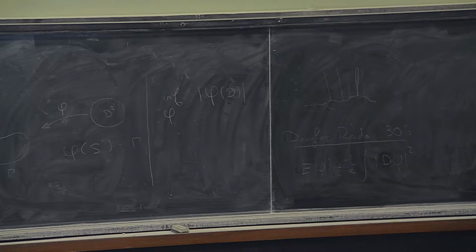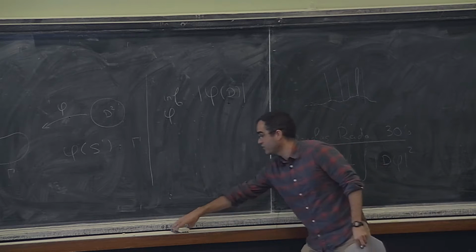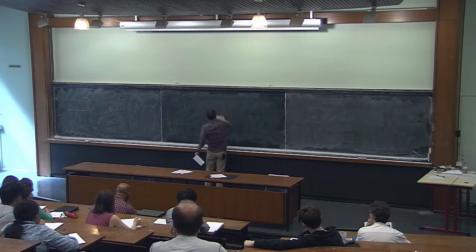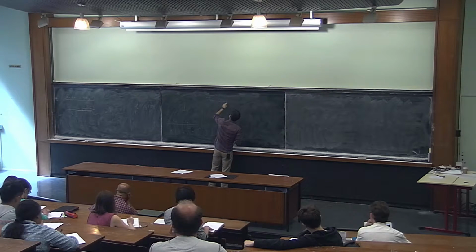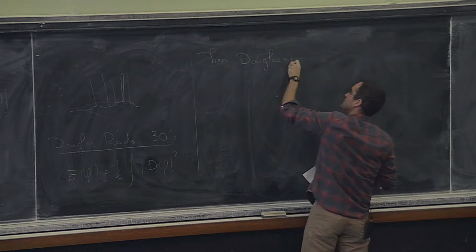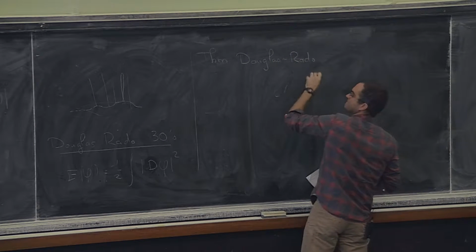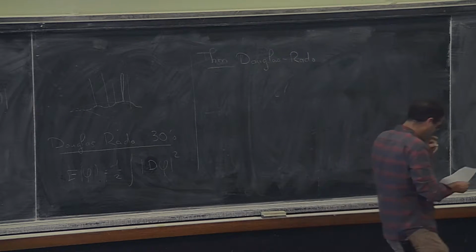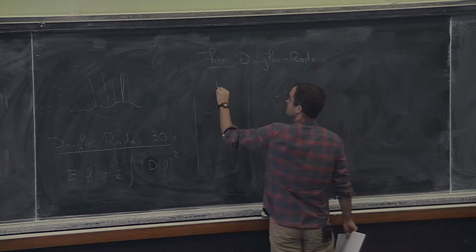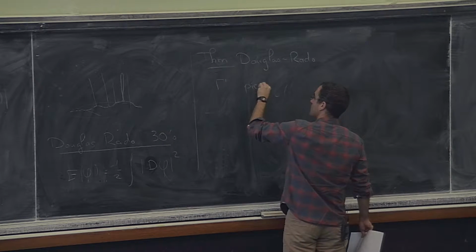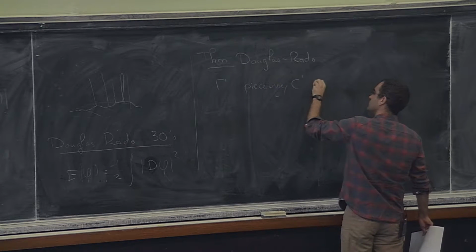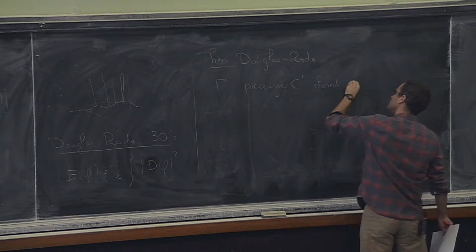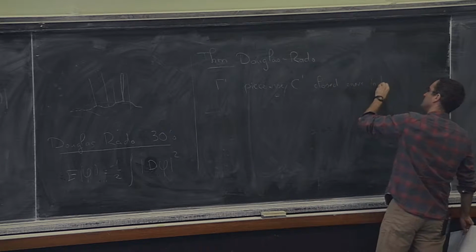Okay, I won't say more about the proof of the following result, which is due to Douglas and Rado. So theorem, Douglas and Rado, which says, okay, you take gamma, a piecewise C1 curve, a closed curve in R3.